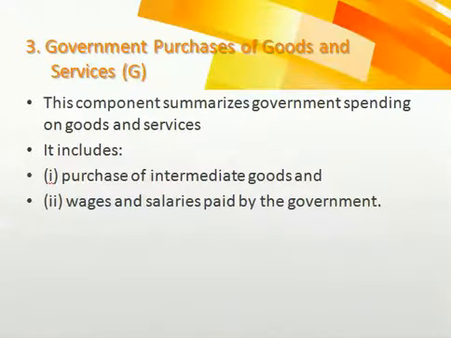Third is government purchases of goods and services. This component summarizes government spending on goods and services. It includes purchase of intermediate goods and wages and salaries paid by the government. So whatever the spending of government is there in the economy on goods and services, all those things are considered.